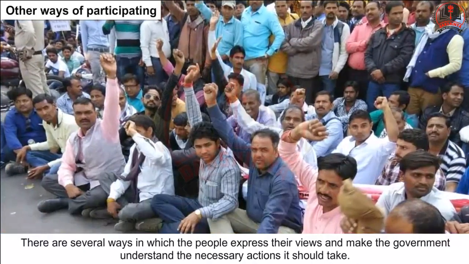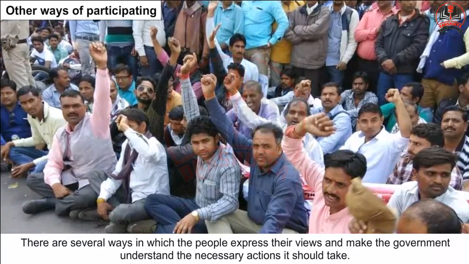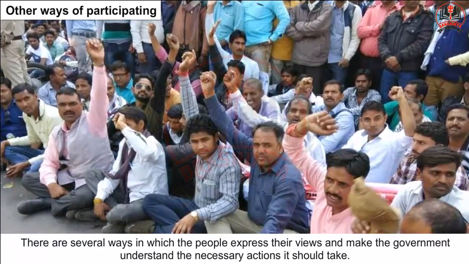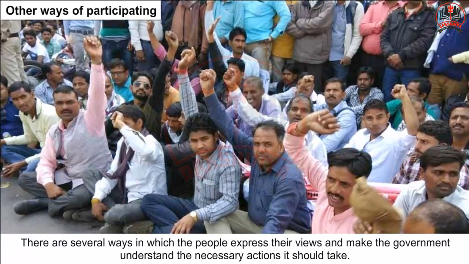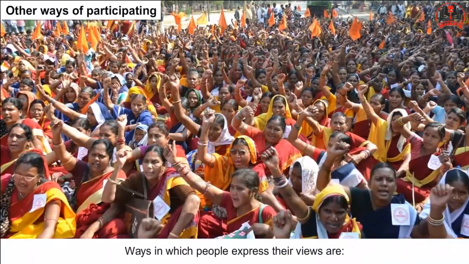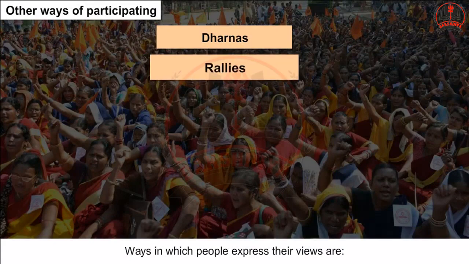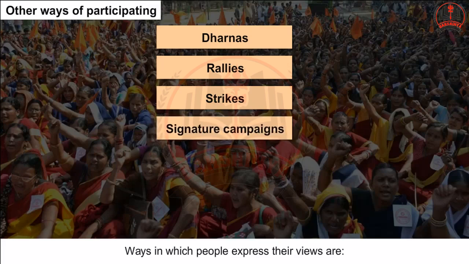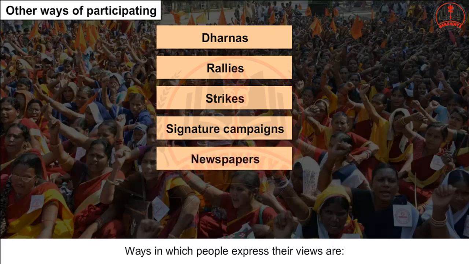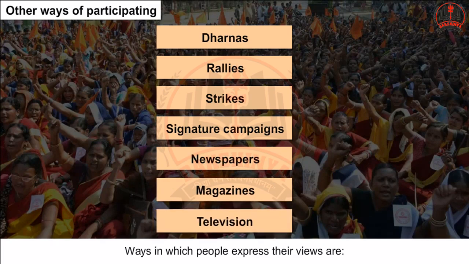There are several ways in which the people express their views and make the government understand the necessary actions it should take. Ways in which people express their views are dharnas, rallies, strikes, signature campaigns, newspapers, magazines, television.